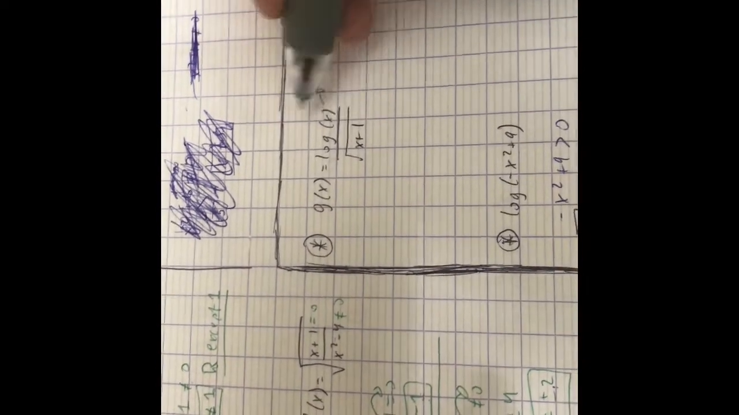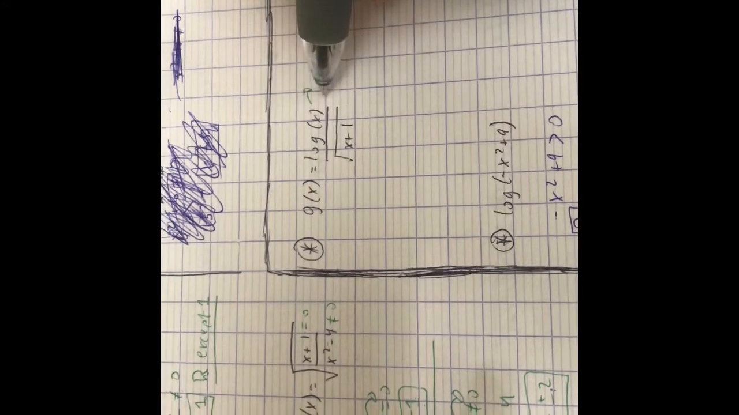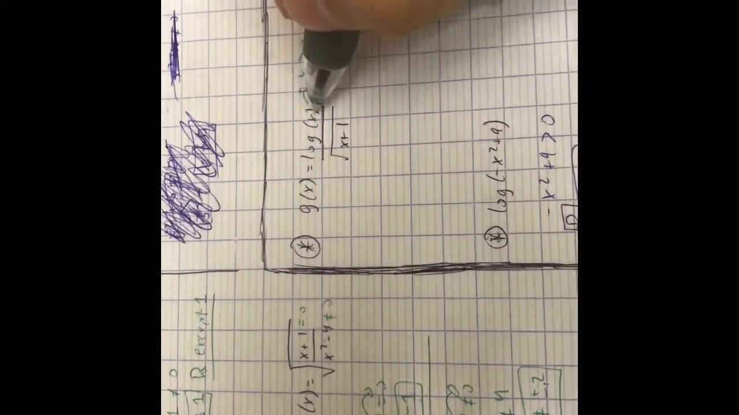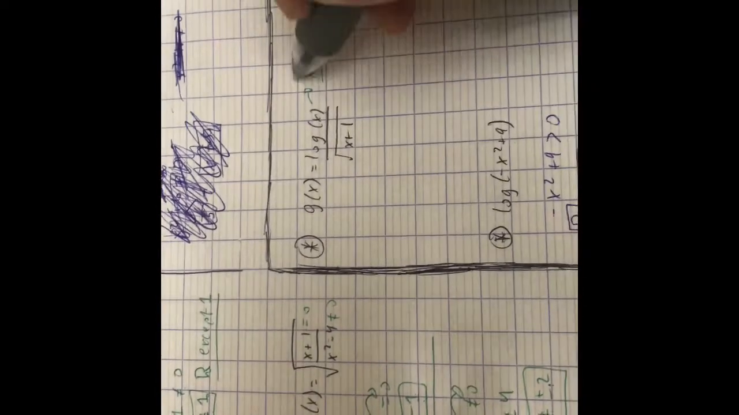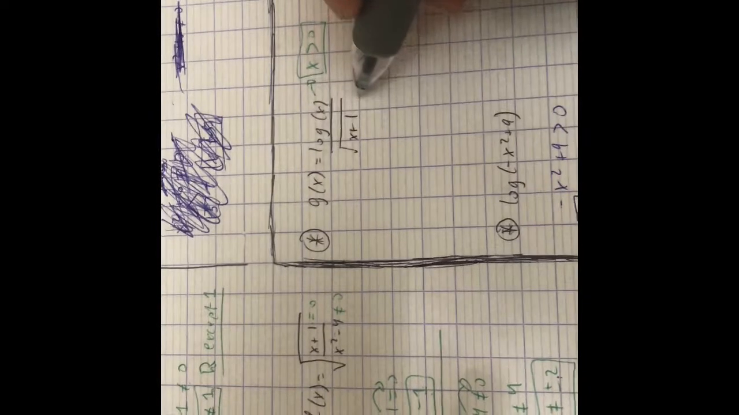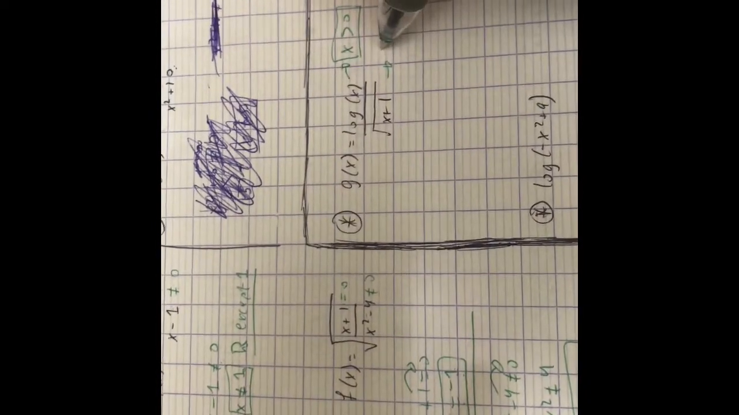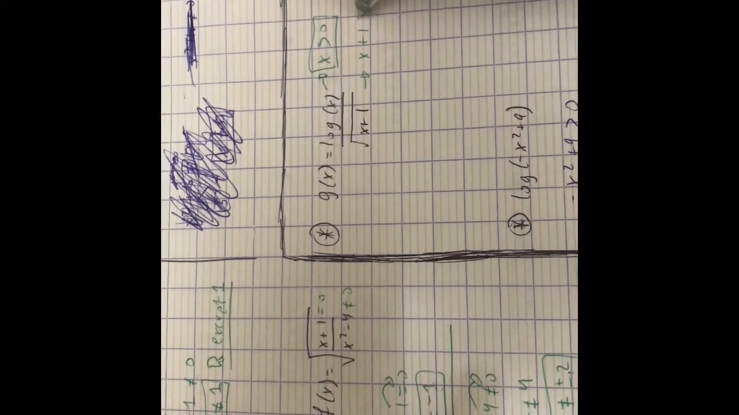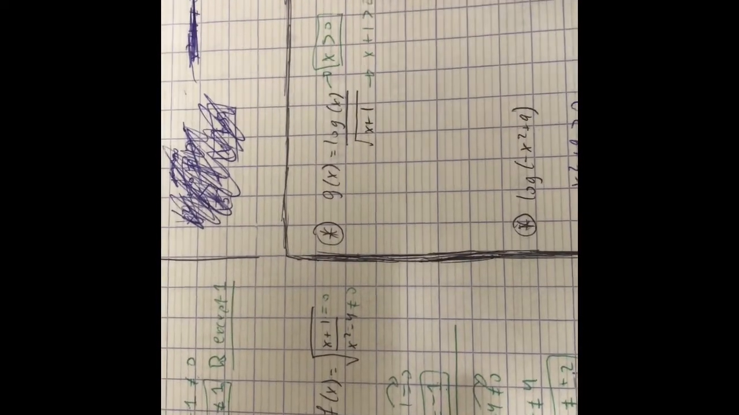You're gonna have to put the numbers inside the bracket greater than 0. So it's gonna be x greater than 0, since it's the only thing inside the bracket. So that's your answer for the numerator. And then solve the denominator. So x plus 1. You're gonna put greater than 0.